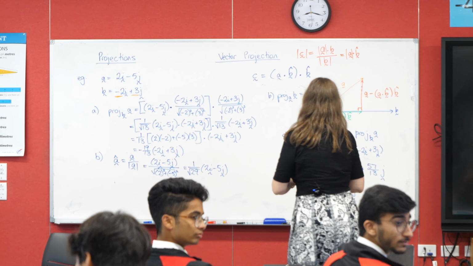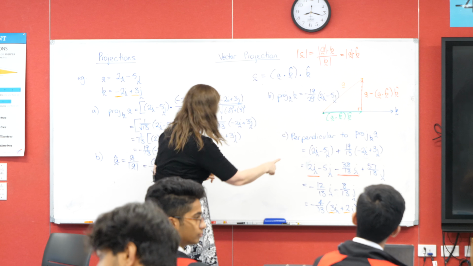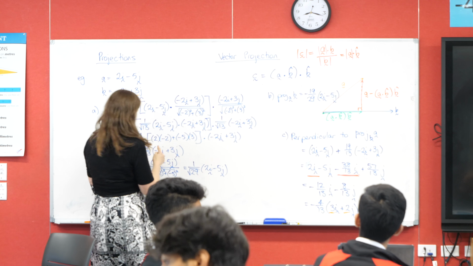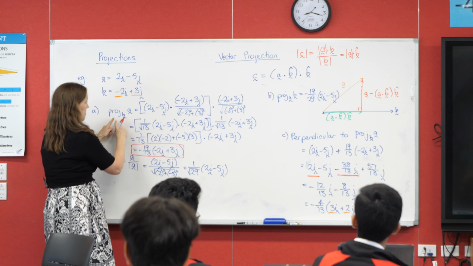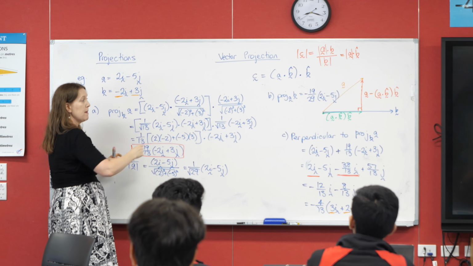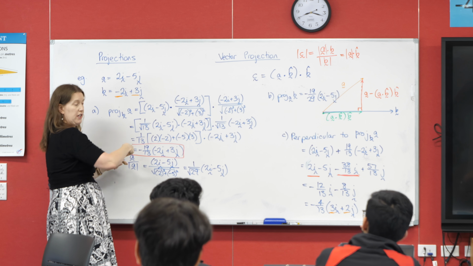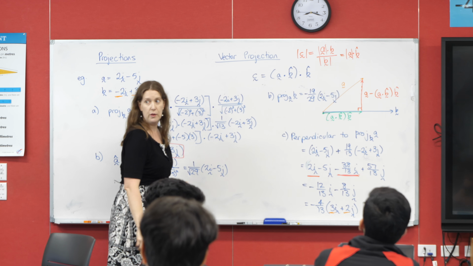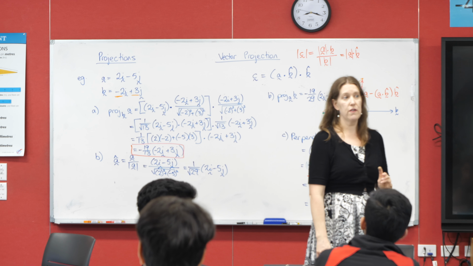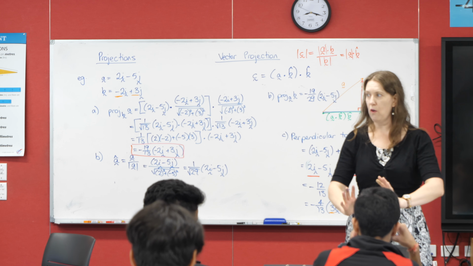How did I get 19 over 13? This bit? This bit is this. Because remember, it's just A minus this projection, and so it's then minus minus. Good question. Other questions? That's a lot of information, guys. It's why projections are left right to the end.